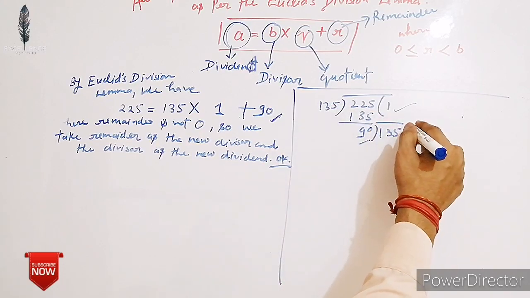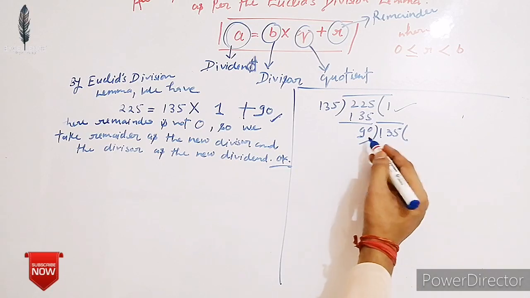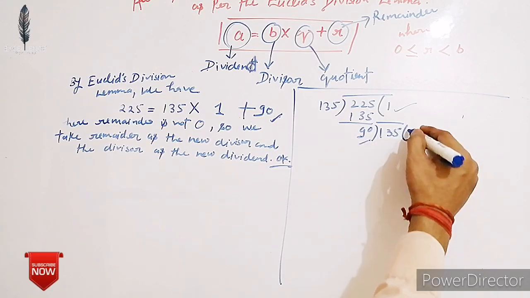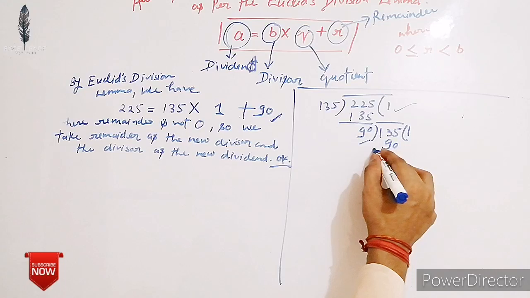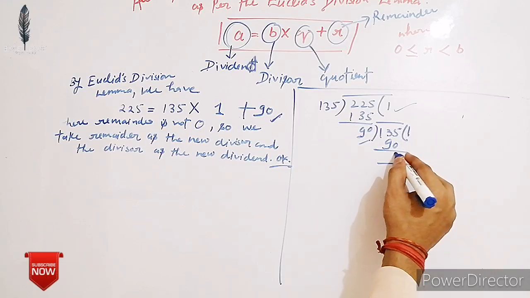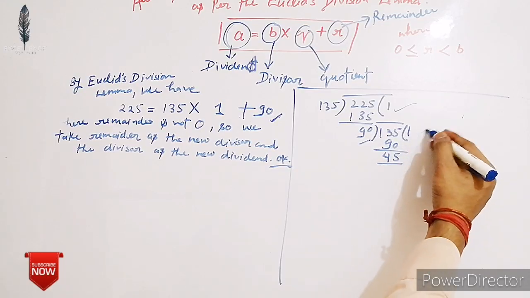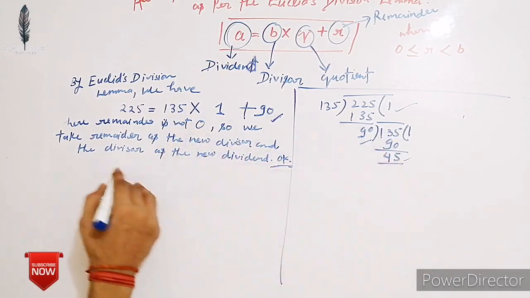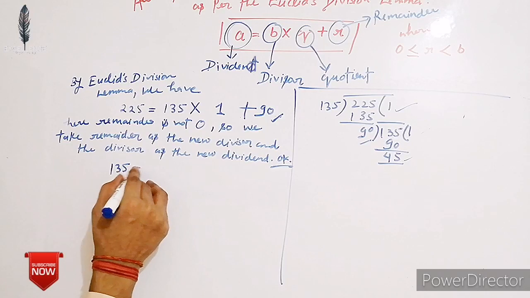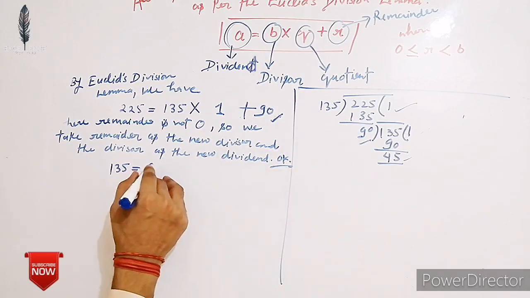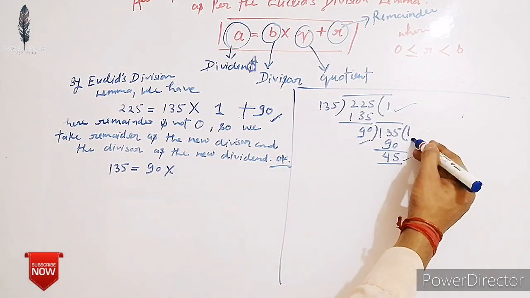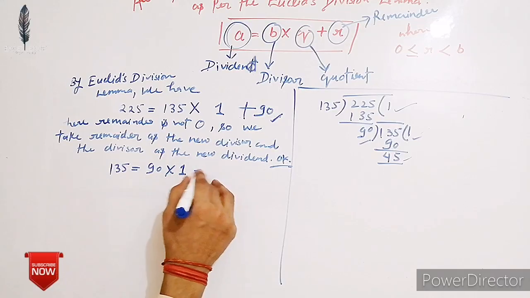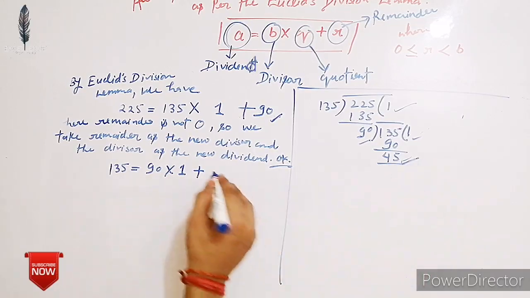Here 135, here 1, here 90, here we got remainder 45, quotient 1 and remainder 45. So 135 is equal to divisor 90 into quotient 1 plus remainder 45. Okay.